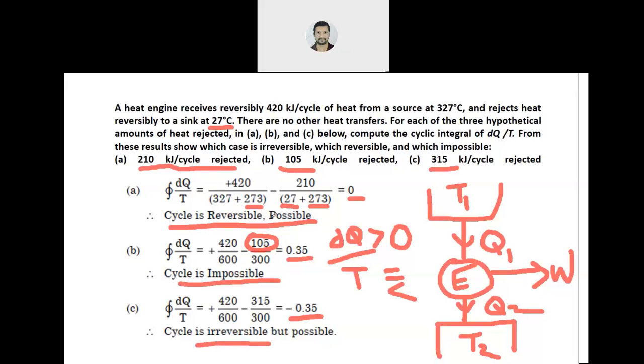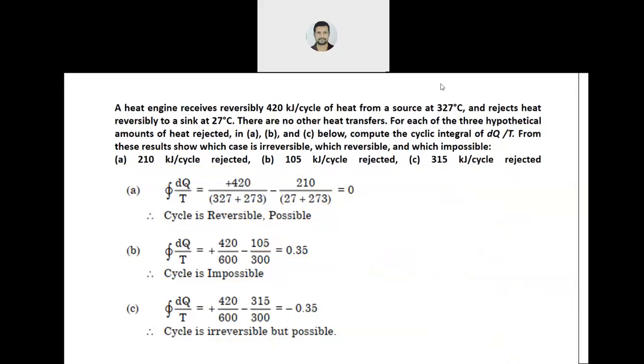So like this you can find whether the process is possible or not, and if possible then whether it is reversible or irreversible. You have to find the dQ by T value or dS value. And for each thing, for the source as well as for the sink, if there are many sources you have to find it for each source, and if there are many sinks you have to find dQ by T for each sink. Correct? I hope it is clear to everyone.